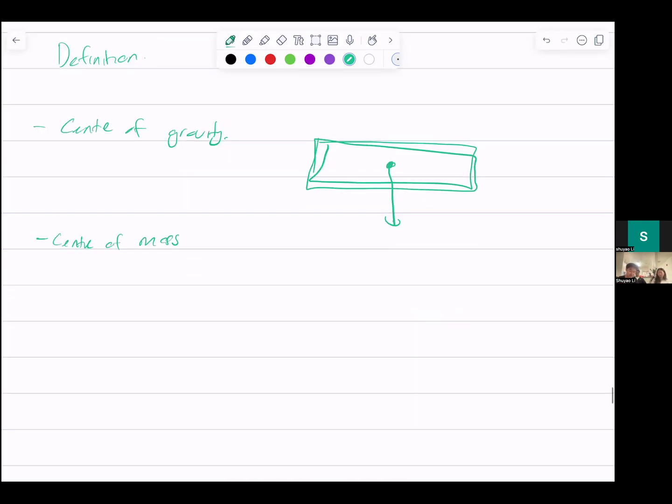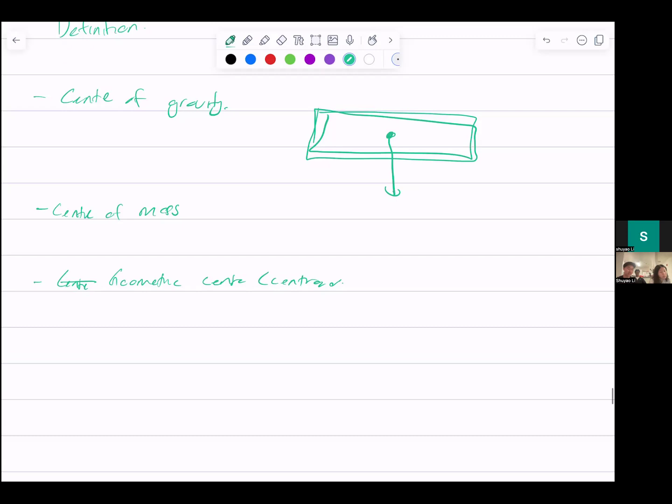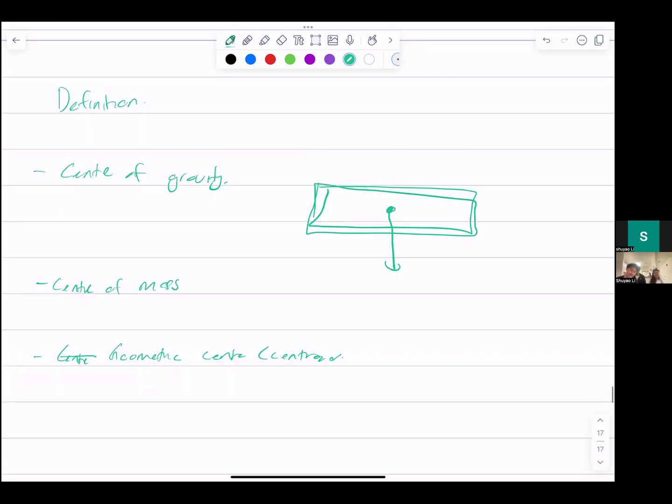And then we have centroids, which is the geometric center, which we also call centroids. So these three will be equal to each other if and only if the material and the gravitational field are all homogeneous. That means that the density of this material is equivalent at each point of the slice, and the gravitational pull is equivalent in every single surface area of the object, if that makes sense.